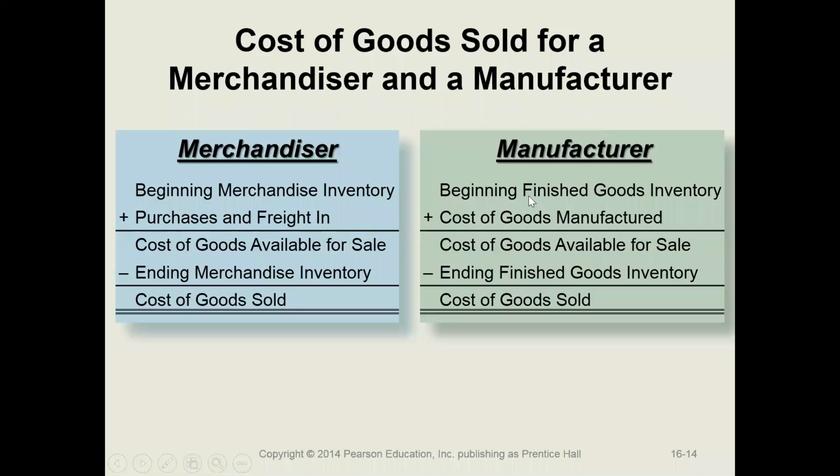For a manufacturer, beginning finished goods inventory, so how much completed goods did they have on hand at the beginning of the period, plus cost of goods manufactured, how much did it cost them to make the product, and we'll see the calculation of that subsequently. That gives us cost of goods available for sale, similar to the merchandiser, and then subtract ending finished goods inventory, so inventory that has not yet been sold, that is complete. That gives us cost of goods sold. So similar calculations for the two with just little differences.